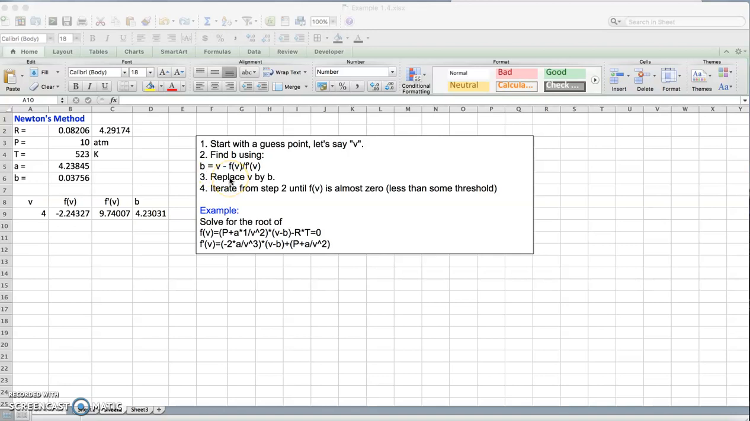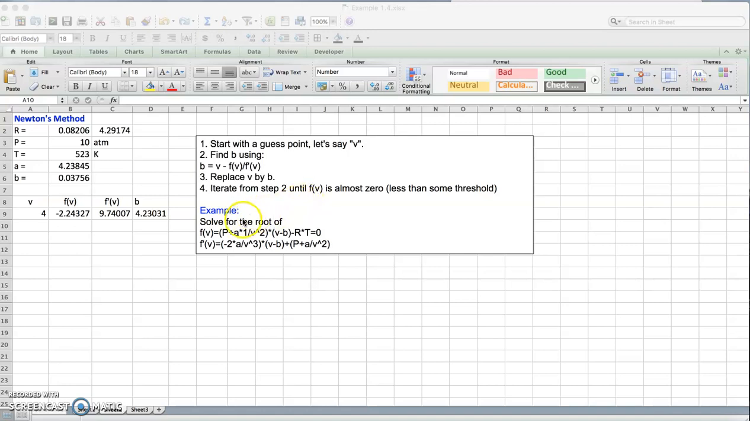Alright, in step 3 we're going to replace our old value of v by the new variable calculated b. Okay, so after we replace v by b, we iterate from step 2. We iterate over b and replacing v by b until f of v becomes almost 0 or close to 0.